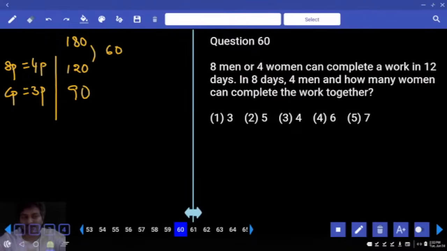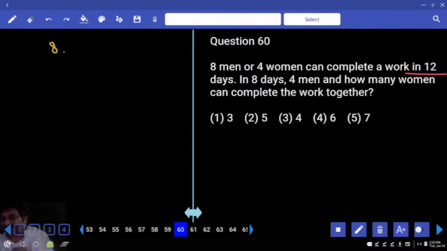8 men or 4 women can complete a work in 12 days. 8 men can do it in 12 days. 4 women also can do it in 12 days. Because the time period is the same, we can make their efficiencies equal. 8 men efficiency is equal to 4 women. From this, M by W is equal to 4 by 8, simplified form.